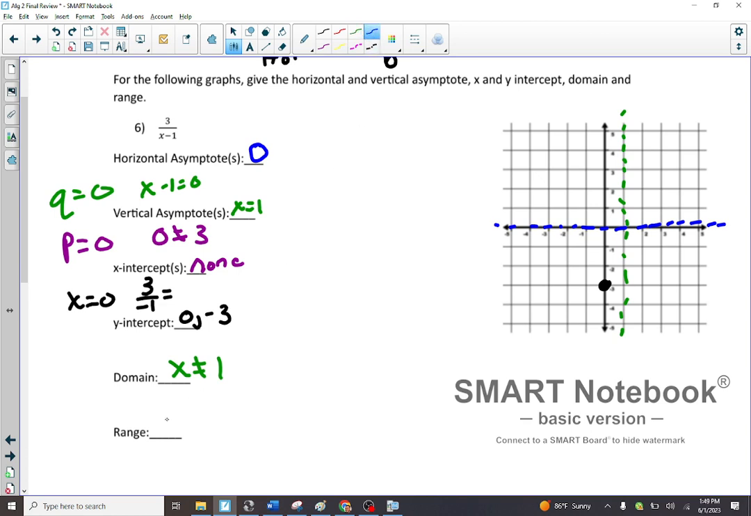My range is based off my horizontal asymptote, basically what y values I can't be. In this case, I cannot be 0, so my range is y values not equal to 0. And then since you have your calculator, type it into your calculator, and you'll see your graph looks like this.